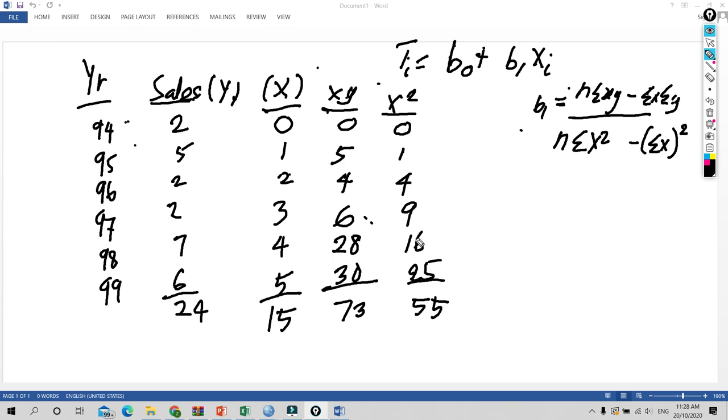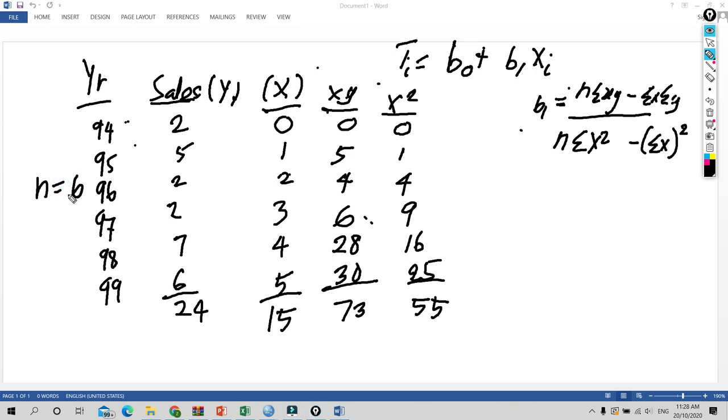149 is 14. 14 plus 16 is equal to 30. 30 plus 25 is equal to 55. And n here is the number of observations. So your n is equal to 1, 2, 3, 4, 5, and 6. So your n is equal to 6.